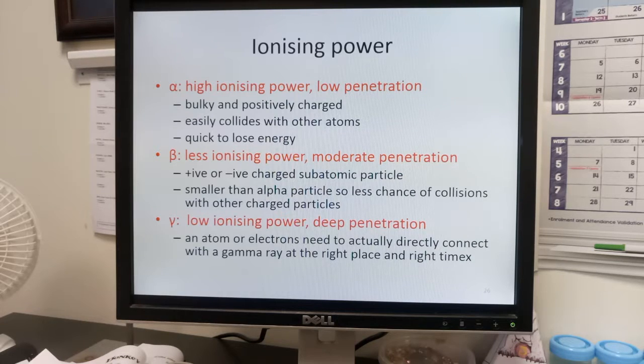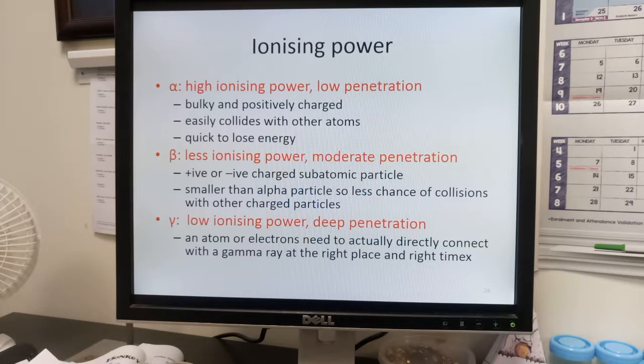Ionizing power. An ion is an atom that's chemically reactive because it has too many or too few electrons. Now, the ability of radiation to ionize things is very important. Alpha radiation, with its +2 helium nucleus, has very high ionizing power because it's quite charged, so it has the ability to really mess with electrons.